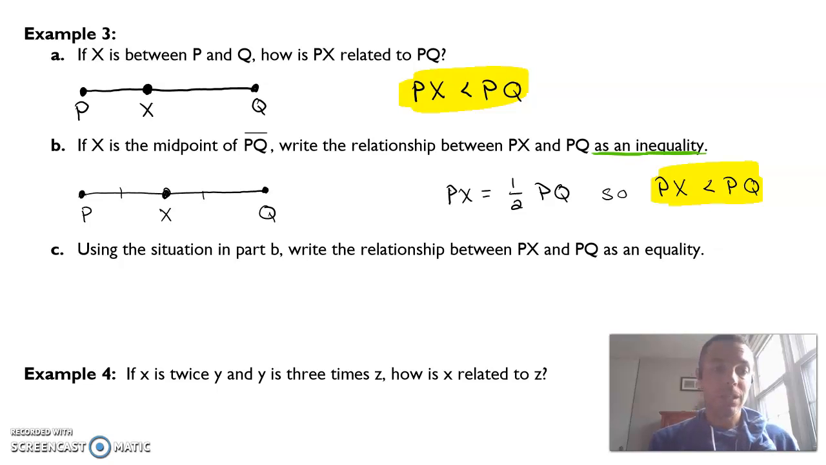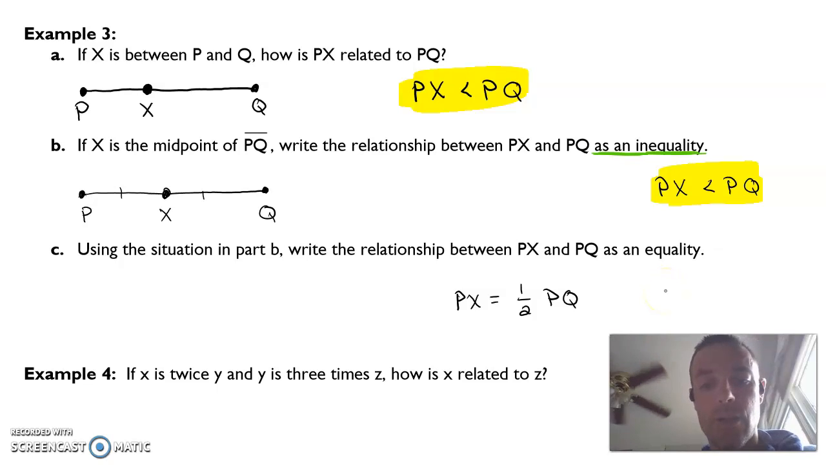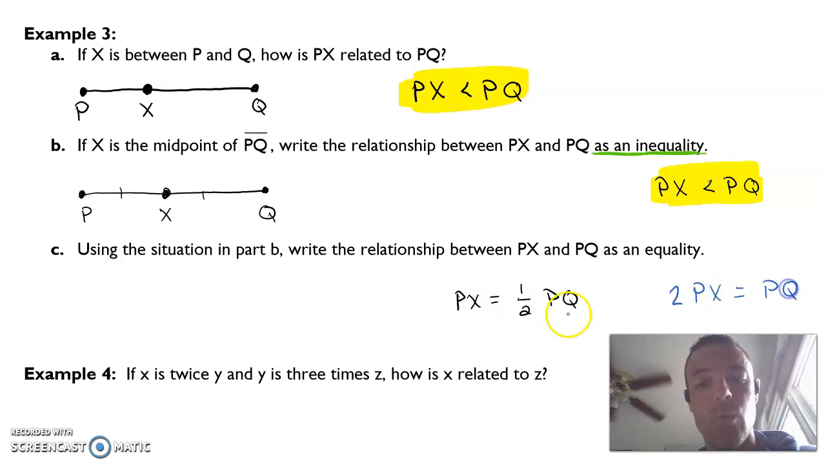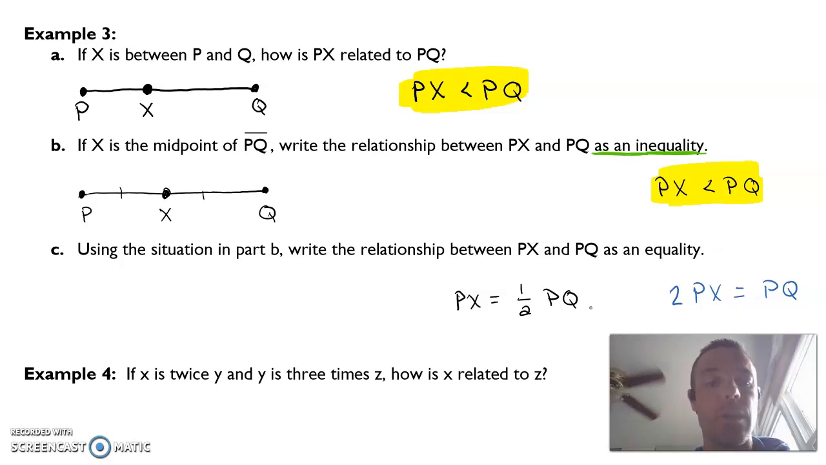So for part C, using the situation in part B, write the relationship as an equality. Well, that's what we have right here. It's exactly 1/2. And with that said, it's certainly possible for you to write that as 2Px equals PQ. Either one of those would be perfectly acceptable.